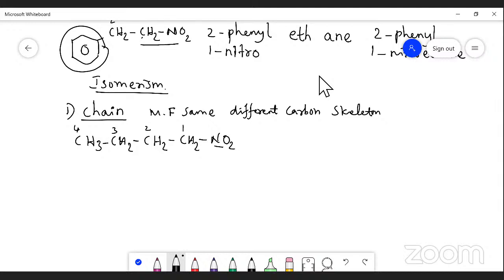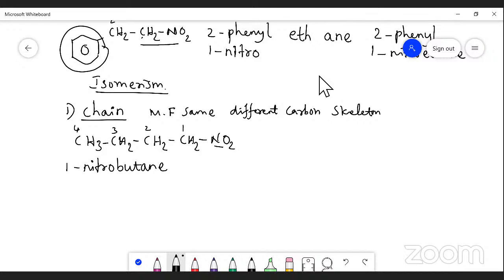So the prefix is clear: nitro. And next, what is the root word? The root word is based on 4 carbons: but. Whether the compound is saturated or unsaturated: saturated, which means a. So first write the prefix, which is at the first position: 1-nitro, root word but, primary suffix a. So the compound name is 1-nitrobutane. This is a compound.